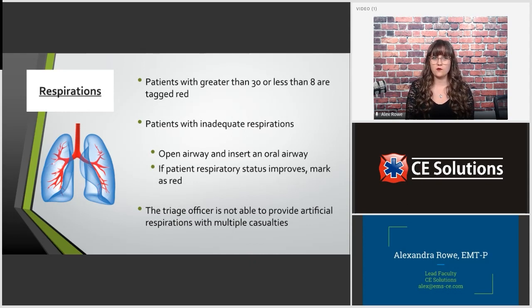You can open the airway. Some places allow you to insert adjuncts that way to keep the airway open. Hopefully that improves the respiratory status. And if it does, then you would categorize them as immediate. If it does not, and they do not spontaneously start breathing, if it's an adult, we categorize them as black and move on. If it's a pediatric patient, we can give rescue breaths and then evaluate from there.